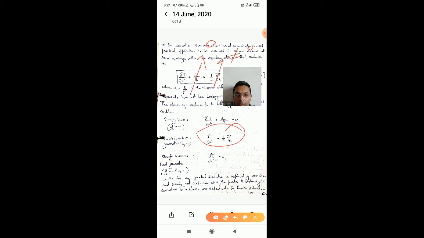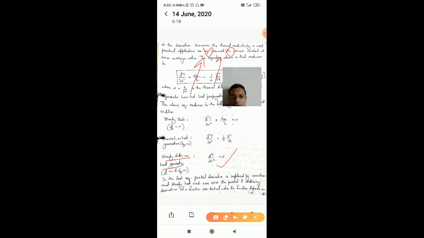Okay students, now combining the above two conditions, that means steady state and transient with no heat generation. If I say steady state, that means this term is 0. If I say no heat generation, then this term is 0. Therefore this equation reduces to d square T by dx square.